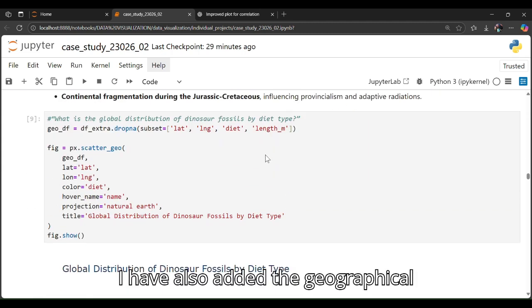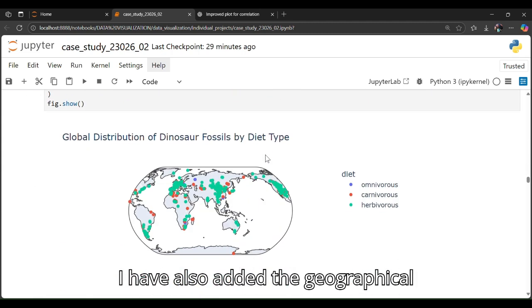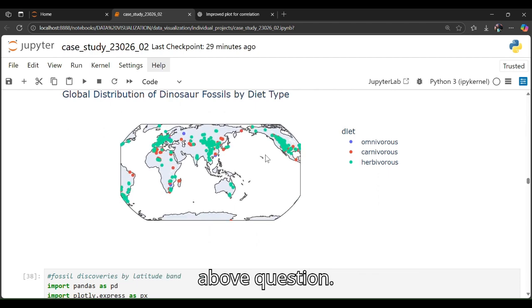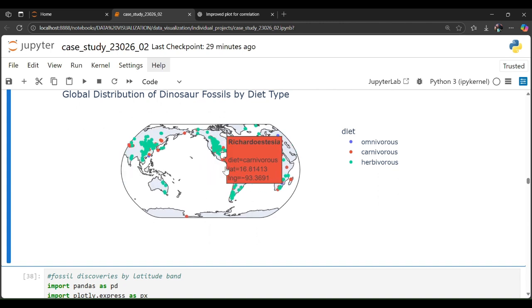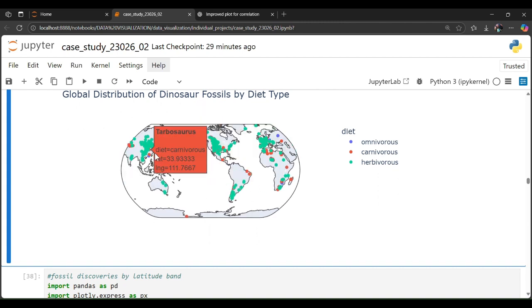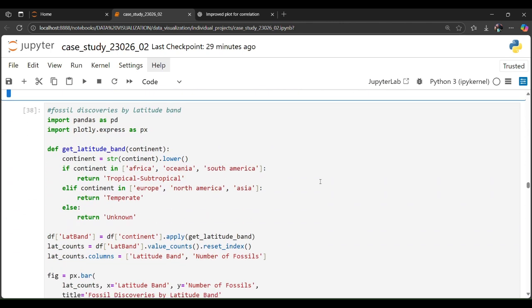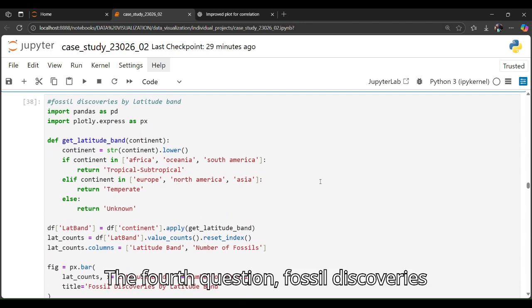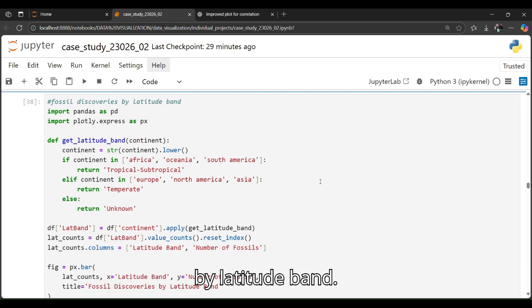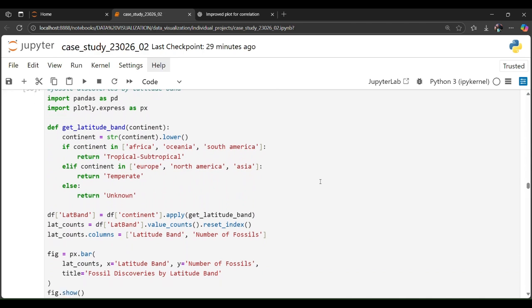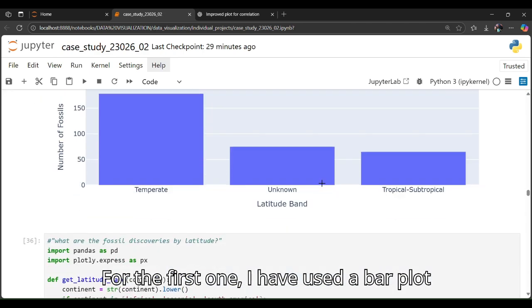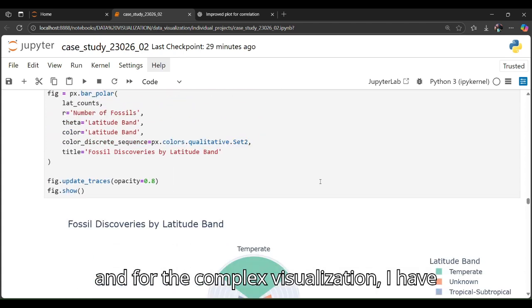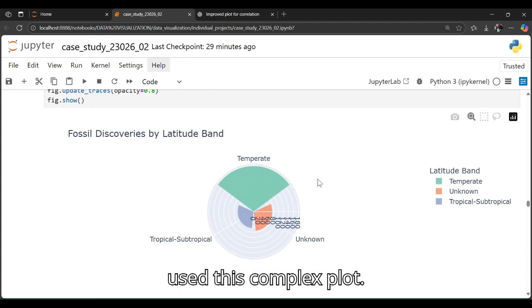I have also added the geographical visualization as a complement for the above question. The third question: fossil discoveries by latitude band. For the first one, I have used a bar plot, and for the complex visualization, I have used this complex plot.